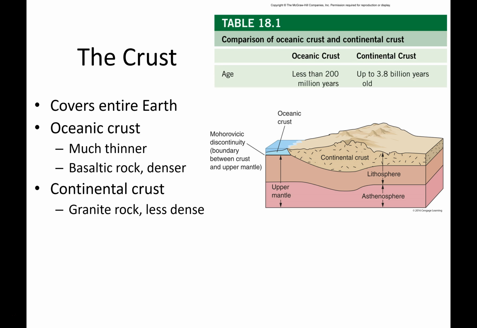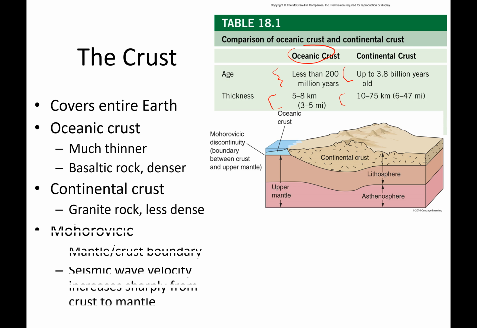Okay, so with regard to ages of these two crusts, we can see that the oceanic crust is actually younger, and it's thinner, and it's denser. The continental crust is older, and it actually is thicker, and it's less dense. And those have consequences, or there's some reasoning behind why that is.